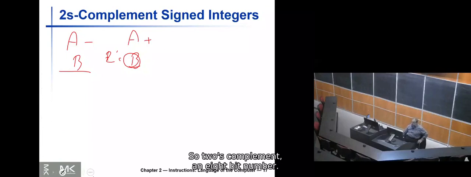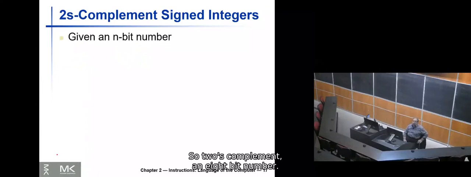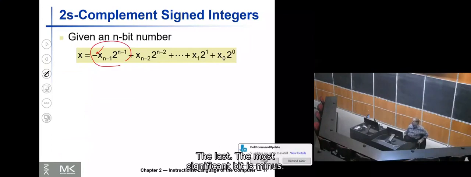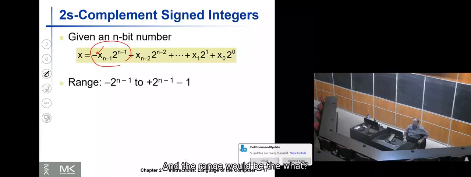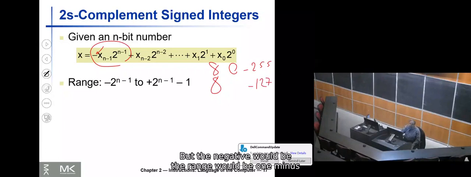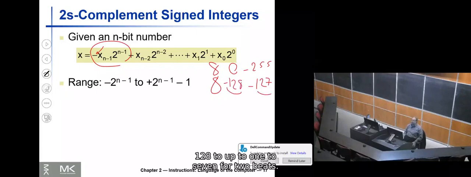Okay, so 2's complement for an 8-bit number, you calculate it like that. The difference is this one, which is minus. The most significant bit is negative, so it will be multiplied by minus 2 to the n minus 1. And the range would be what? If we have an 8-bit number and it is unsigned, the range is from 0 to 255. If it is signed 2's complement, the range would be, who could say? The positive part is a 7-bit positive number, which will be 127. But the negative would be, the range would be minus 128 up to 127.